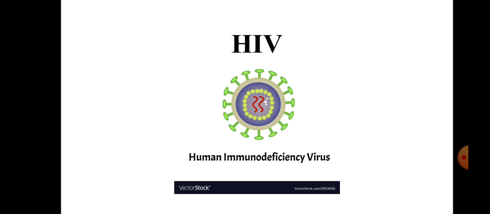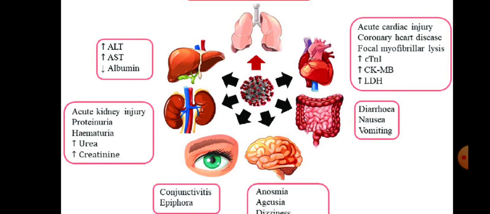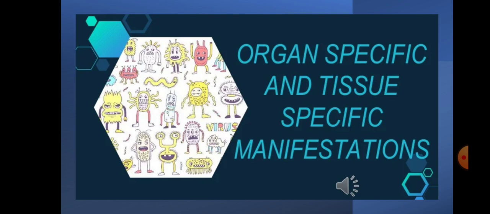AIDS does not spread through casual contact such as handshakes or hugs, or sports, or by any other means in which we touch each other socially. Next, we study organ specific and tissue specific manifestation.